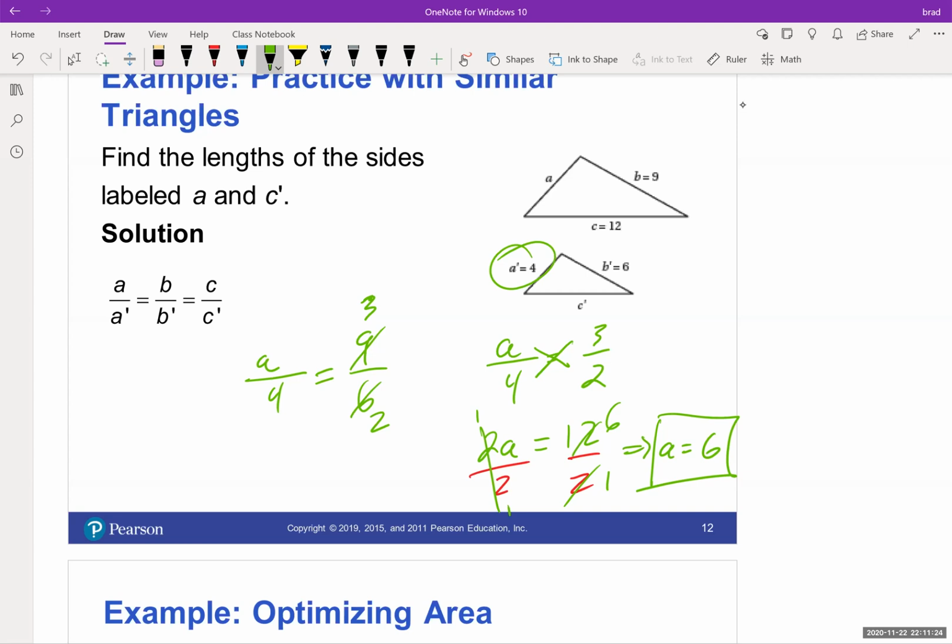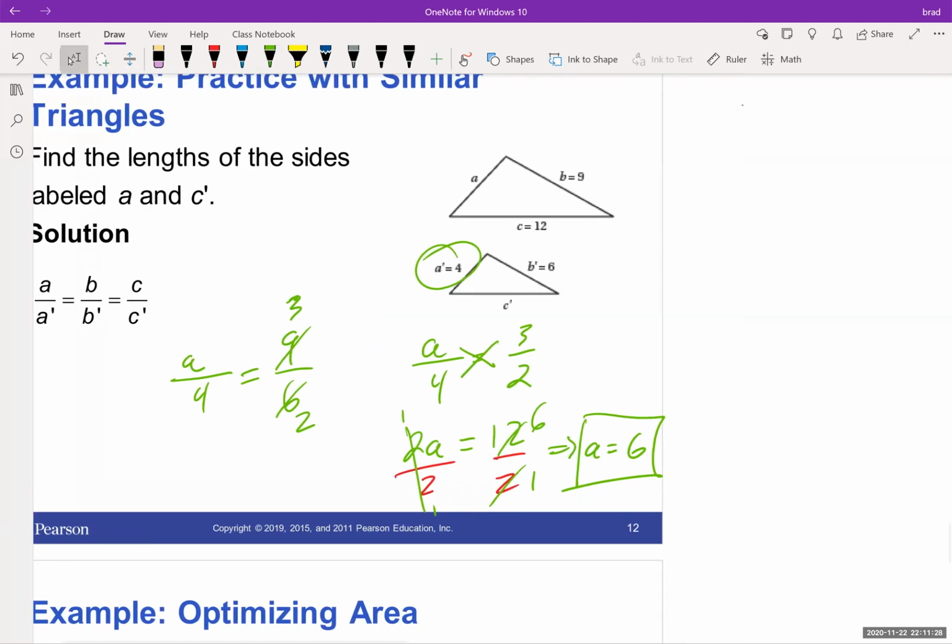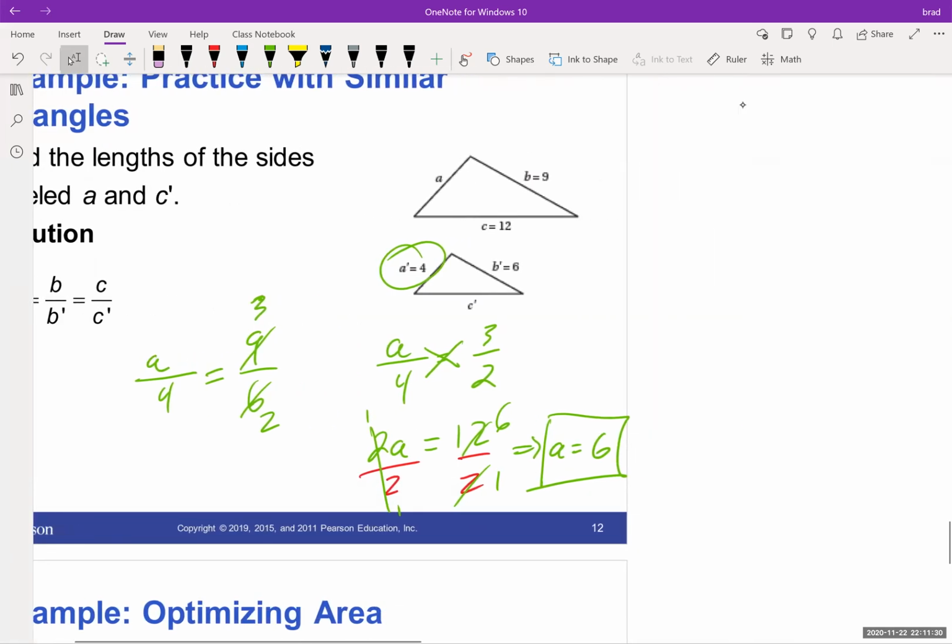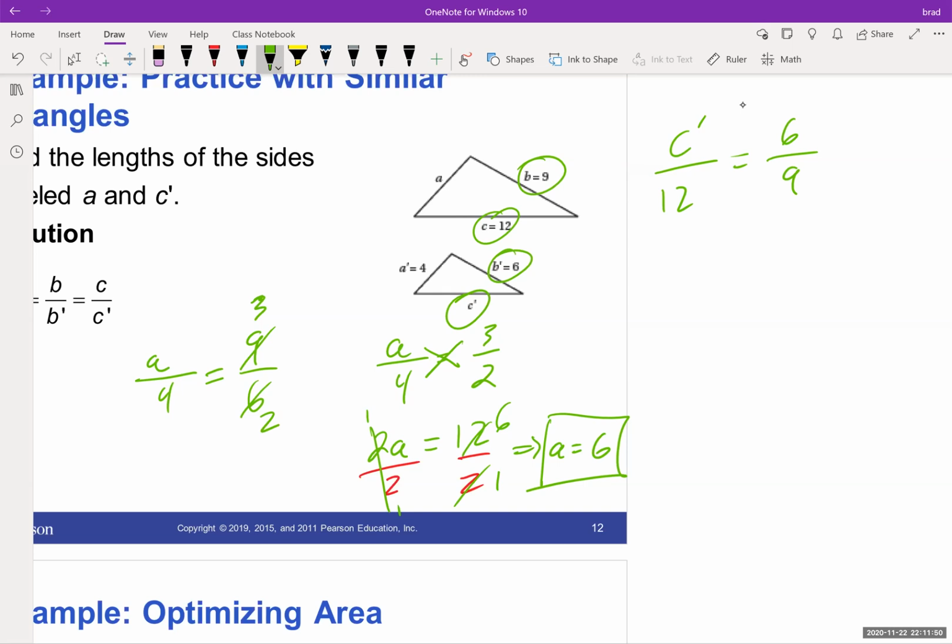Now we have to find C prime. So I'm going to do C prime over 12. Now I'm going little triangle to big triangle, which is fine as long as when I compare B, I do 6 over 9 this time, because I have to go little triangle to big triangle. Whatever pattern I did, I have to do on the other side as well.